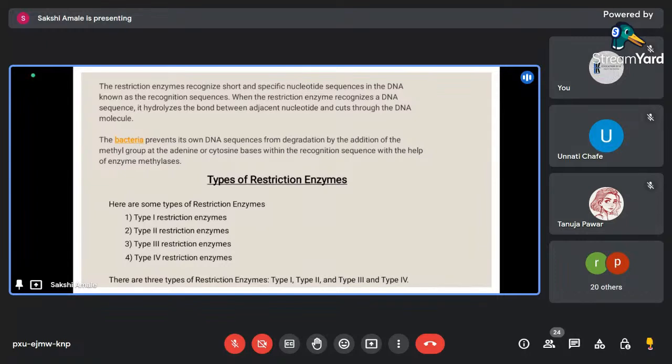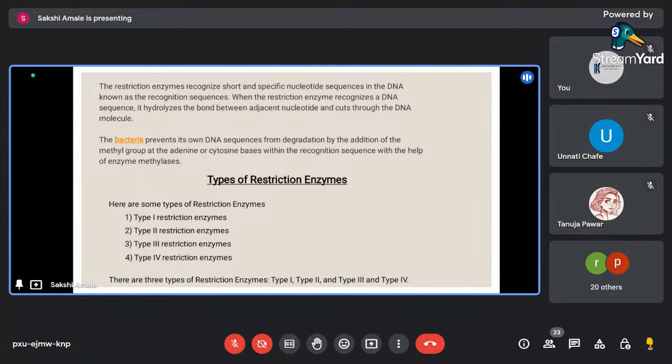And this prevents the live bacteria from being cut by the restriction endonuclease. Methyl, what is its important role? It is a methyltransferase. Methyl groups are added at the same sites and protect the host genome from degradation by the restriction enzyme nuclease. There are four types of restriction enzymes.